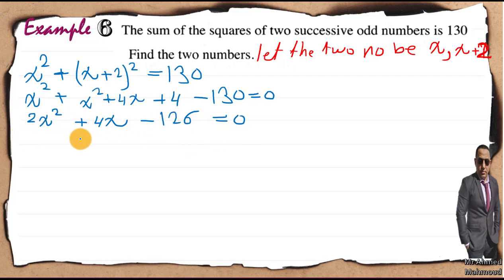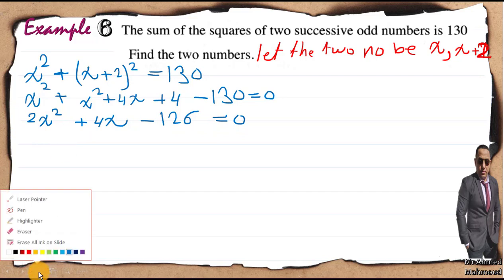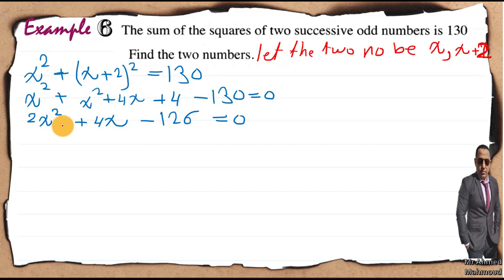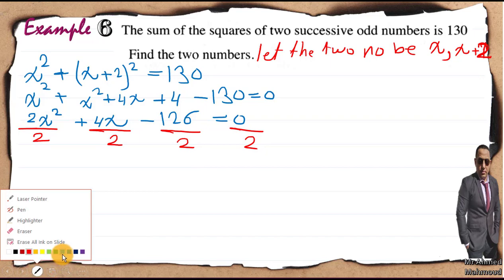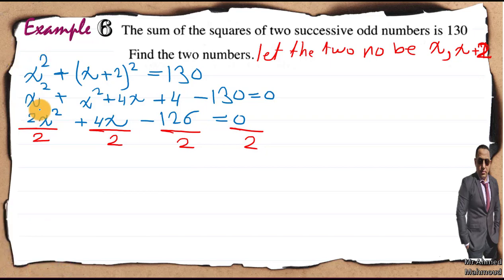I can divide the whole equation by 2, or take 2 as a common factor, but it's better to divide the whole equation by 2 like this, to be easier. So x power of 2 over 2 equals 1, so it is x power of 2 plus 4 divided by 2 equals 2x, 126 divided by 2 equals 63, equals 0 divided by 2 equals 0. Okay, excuse me, this is negative, not positive.